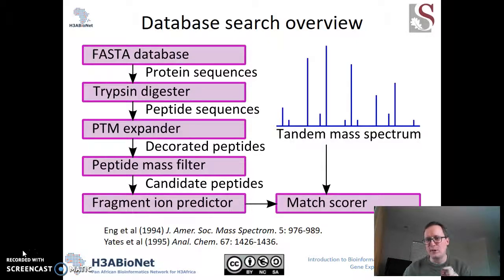Now we have to figure out which peptides can be compared to this particular spectrum. This is something called the peptide mass filter, and we're going to talk about that in the next slide.